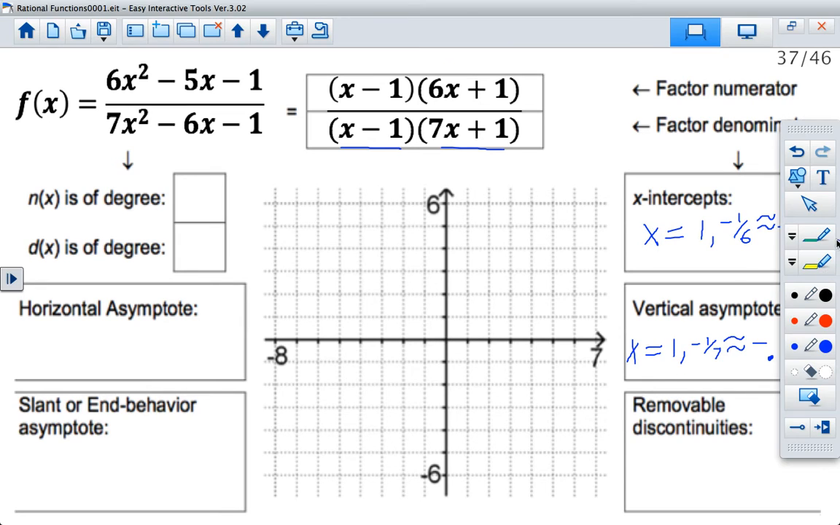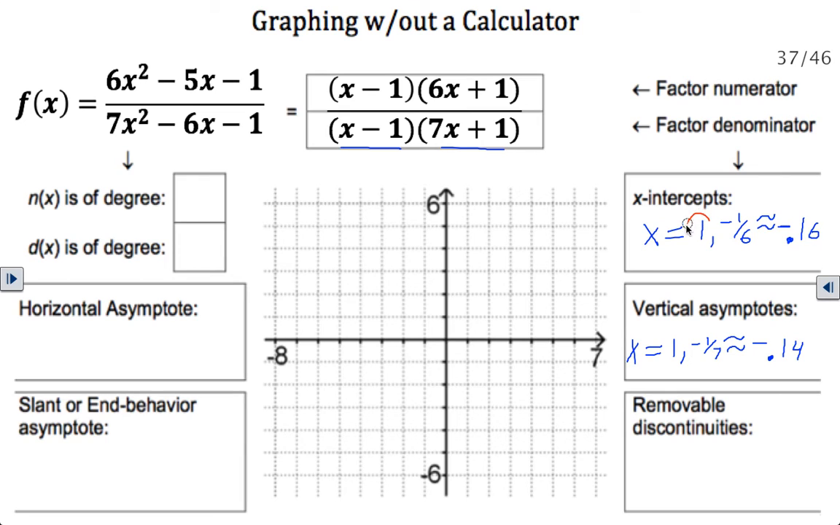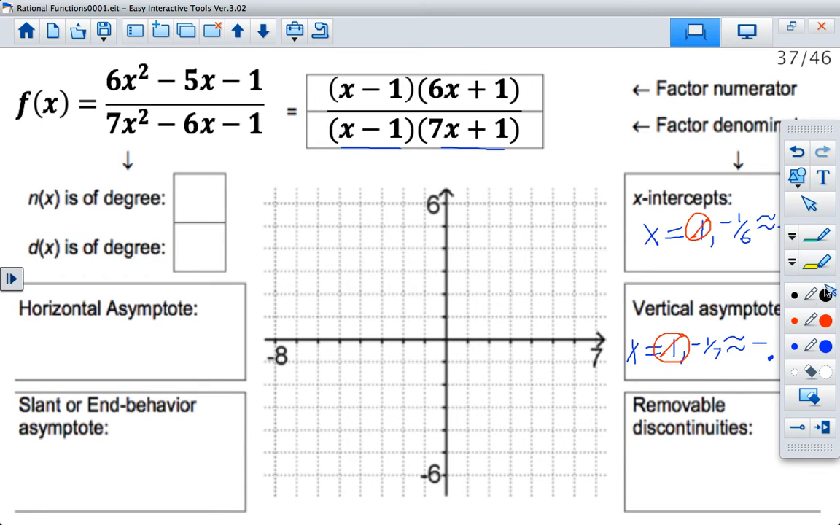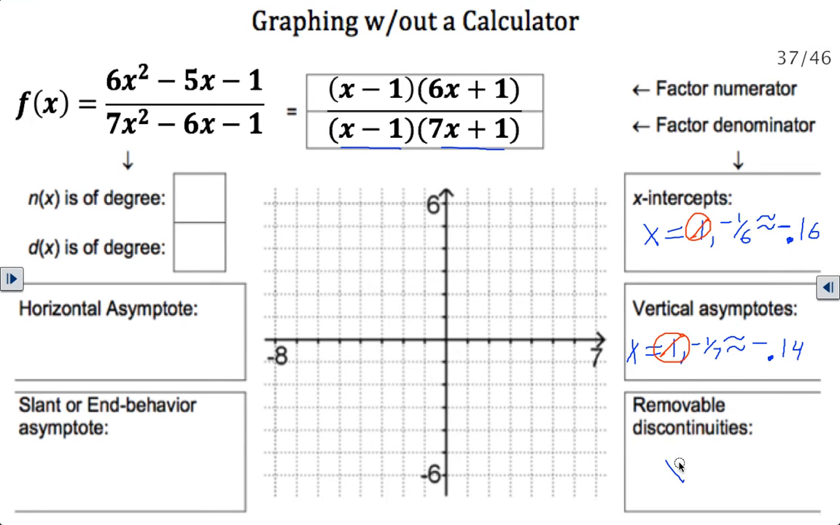And again, notice that you have the same number. Here you have a 1 here and a 1 here, so cross those out, and that's going to be your removable discontinuity at x equals 1.